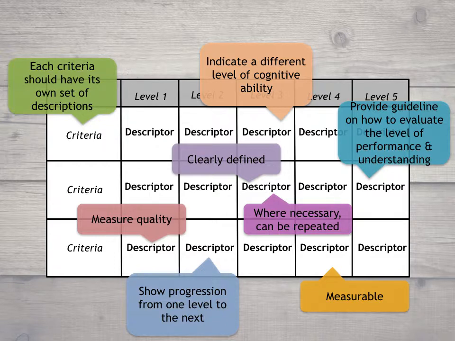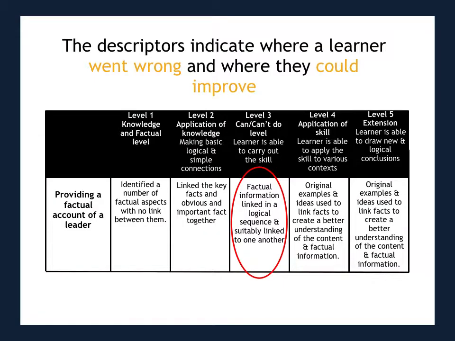You can repeat descriptors where necessary, but for more than one criterion, not for different levels. So in other words, if you've got two different criteria, you might want to use similar or the same descriptors, but each level has to be different. So what's important to remember and to understand is the descriptors indicate where a learner went wrong and where they can improve. So when you're looking at descriptors, they've got to be explained clearly for both you as the assessor or for your other colleagues who might be assessing, but also for the learner.